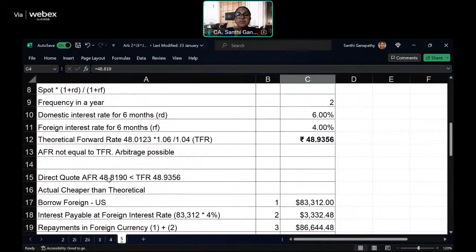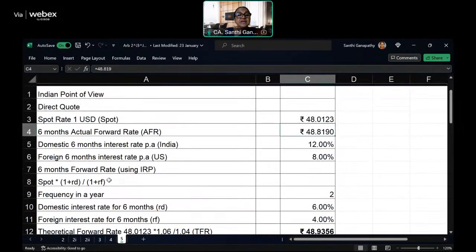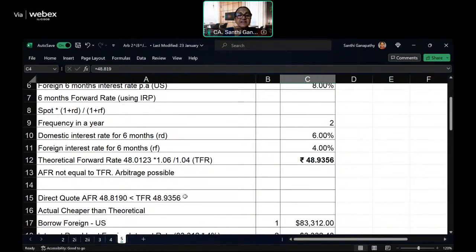Actual forward rate 48.8190 is cheaper than theoretical forward rate 48.9356. Therefore, borrow foreign. Here we have come to the conclusion that you have to borrow foreign even without trying both. So straight away we can find out where we have to borrow and where we have to invest. That is the advantage.